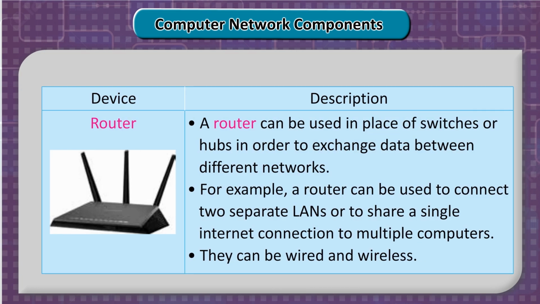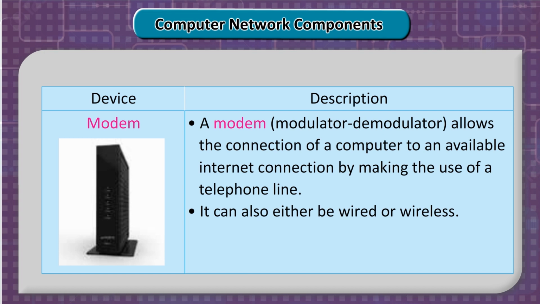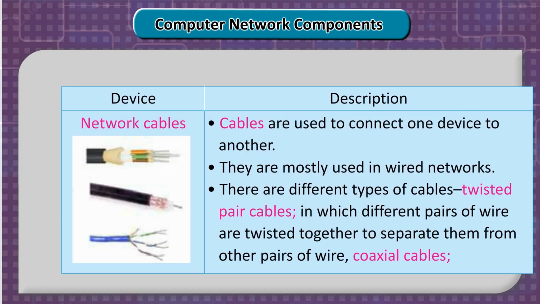A router can be used in place of switches or hubs in order to exchange data between different networks. For example, a router can be used to connect two separate LANs or to share a single internet connection to multiple computers. They can be wired and wireless. Modem. A modem, modulator-demodulator, allows the connection of a computer to an available internet connection by making the use of a telephone line. It can also either be wired or wireless.